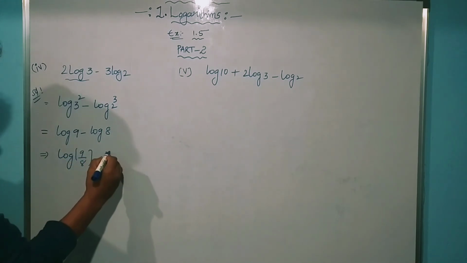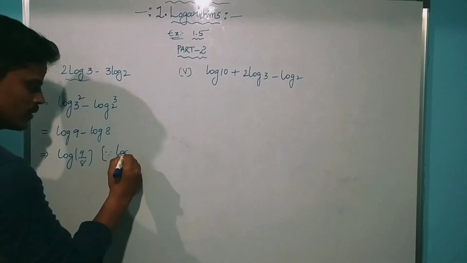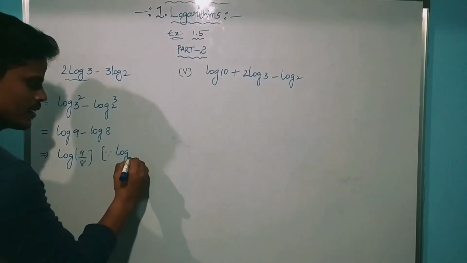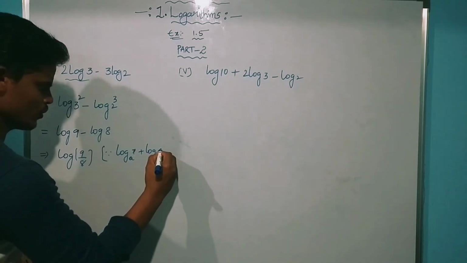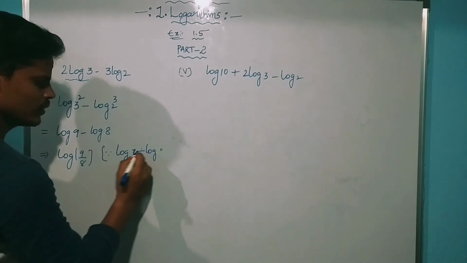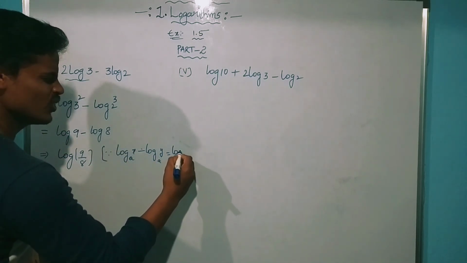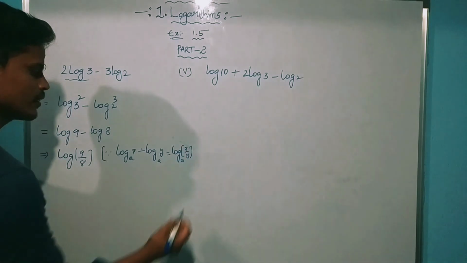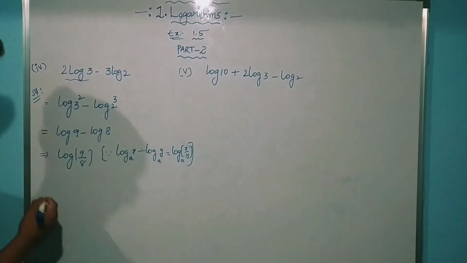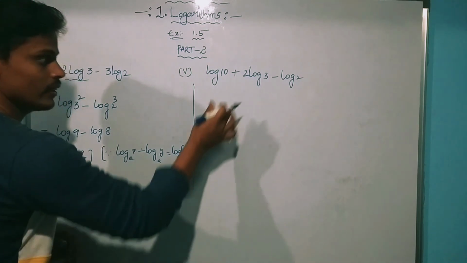Why? Since log x to base a minus log y to base a is equal to log x by y to base a. So the answer is log 9 by 8. Okay, here, last question.